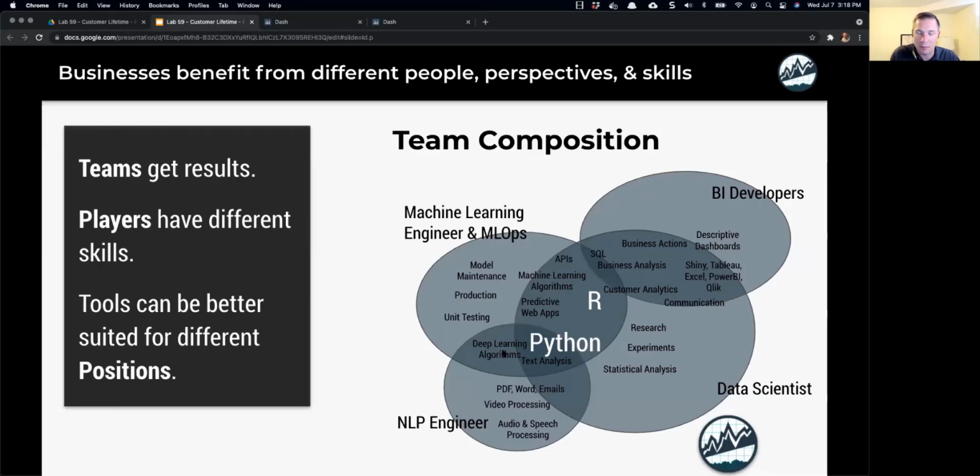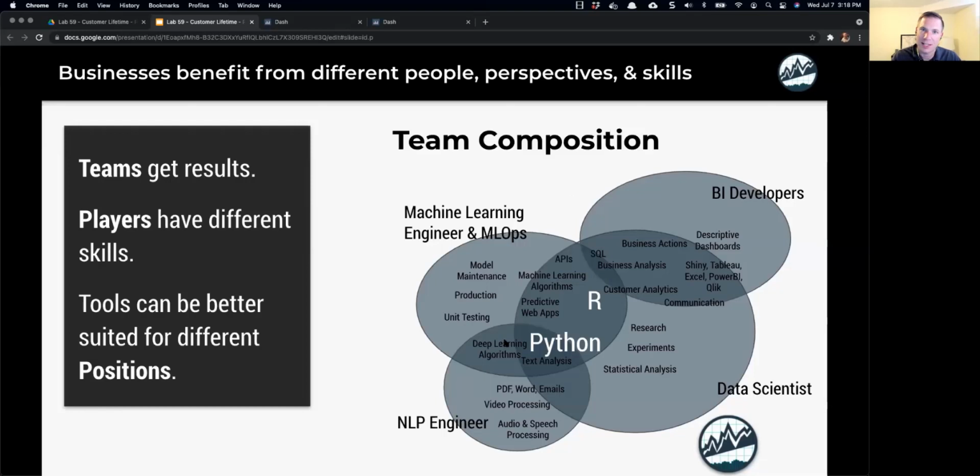But you also have people who choose Python too, and they're choosing it for different reasons, because they like maybe the aspect of all the APIs and the web-based stuff that you can do with Python. But the idea here is that teams get results. You don't want to have all the same people. You want to have players that each have different roles and different skills. And these tools that are out there can be better suited for different positions.